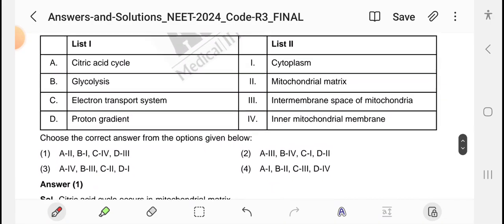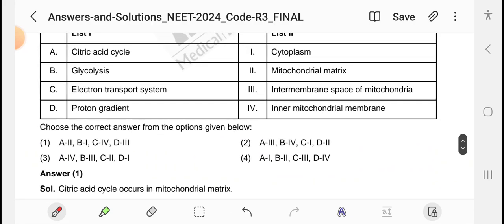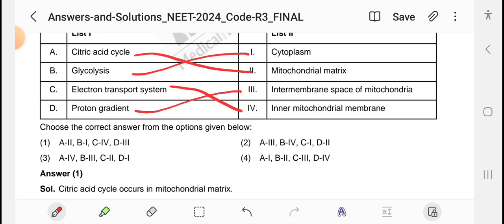Your next question, match list 1 with list 2. Citric acid cycle takes place in mitochondrial matrix. Glycolysis takes place in cytoplasm. Electron transport system takes place in inner mitochondrial membrane, whereas proton gradient takes place in intermembrane space of mitochondria. So the correct option for this question would be option number 1.